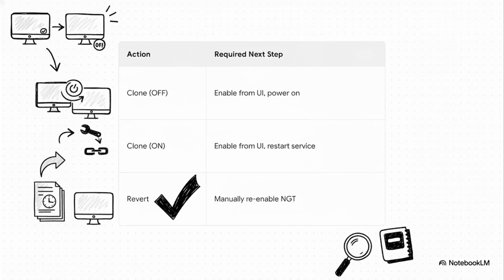Now, what about an in-place revert to an older snapshot? The VM actually restores the NGT configuration files from that previous point in time, but the service itself is left disabled after the revert finishes. You must go in and manually re-enable NGT from the UI. Memorize these specific workflows, guys. They are heavily, heavily tested.